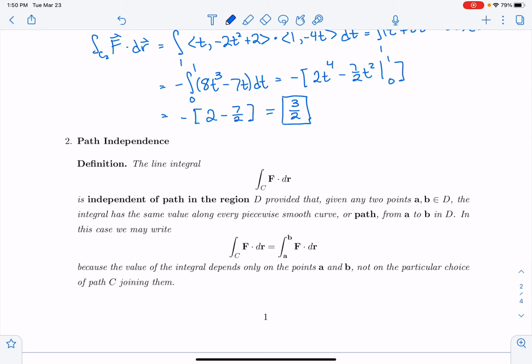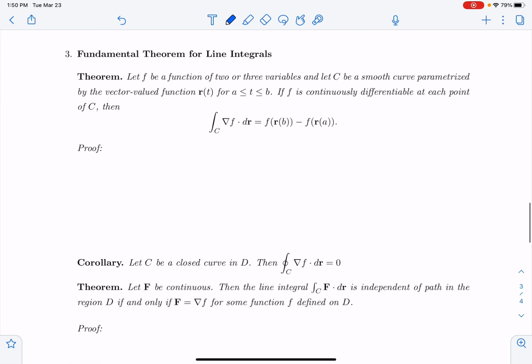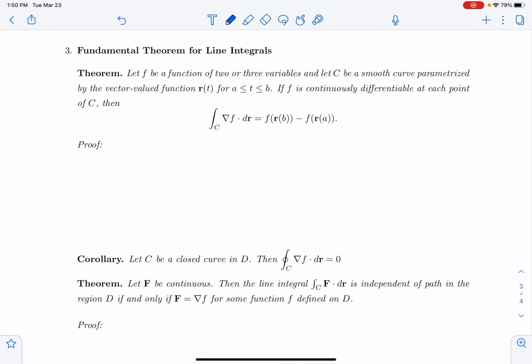Okay, let's continue on to the fundamental theorem for line integrals. The fundamental theorem for line integrals says let f be a function of 2 or 3 variables, and let C be a smooth curve that's parameterized by the vector-valued function r of t, where t is between a and b. If f is continuously differentiable at each point of C, then the integral of the gradient of f dot dr is equal to f of r of b minus f of r of a. Well, there's a lot of information in here. But basically, this is very similar to the fundamental theorem of calculus that I mentioned before.